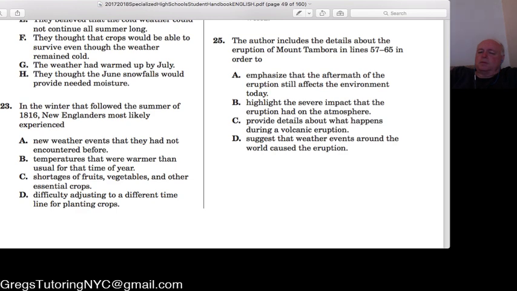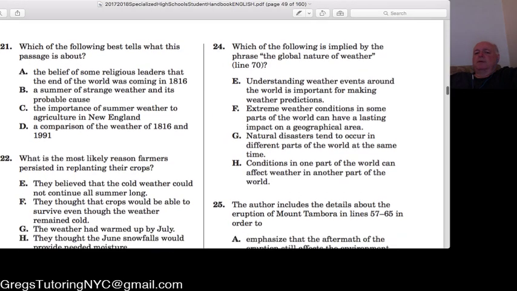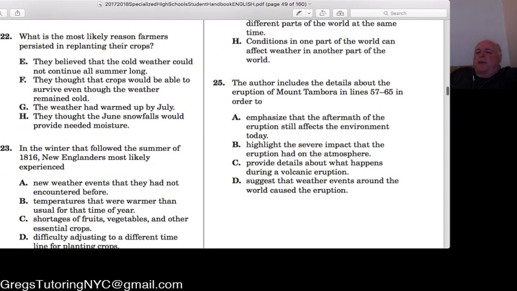So this is an indirect truism. So C is not really it, and B rules so far. And the author included details about the eruption. D suggests that the weather events around the world caused the eruption. No, it was the other way around. So they did that same table flip they did with F up here with D's. This is a backwards thing.